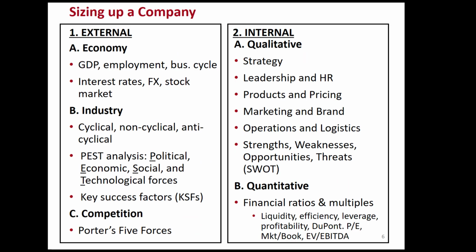You've learned how to break down a company by doing a financial size up, starting on the outside using an external size up that looks at the economy, the industry, the competitive landscape, and then going internally and looking at the qualitative factors such as the strategy, the management, marketing, logistics, production, and also the financial ratios that are looking at the financial strategy. You understand how to calculate those ratios and how to interpret them.